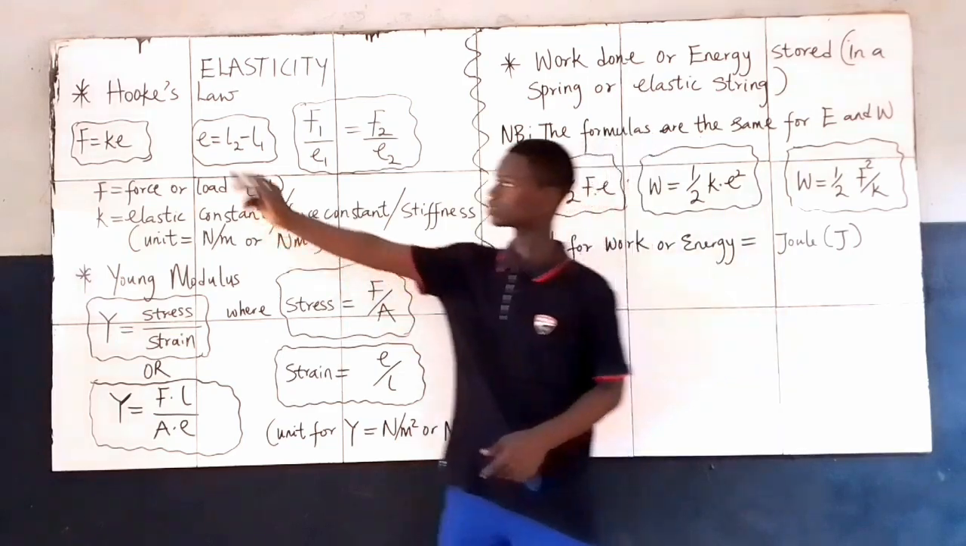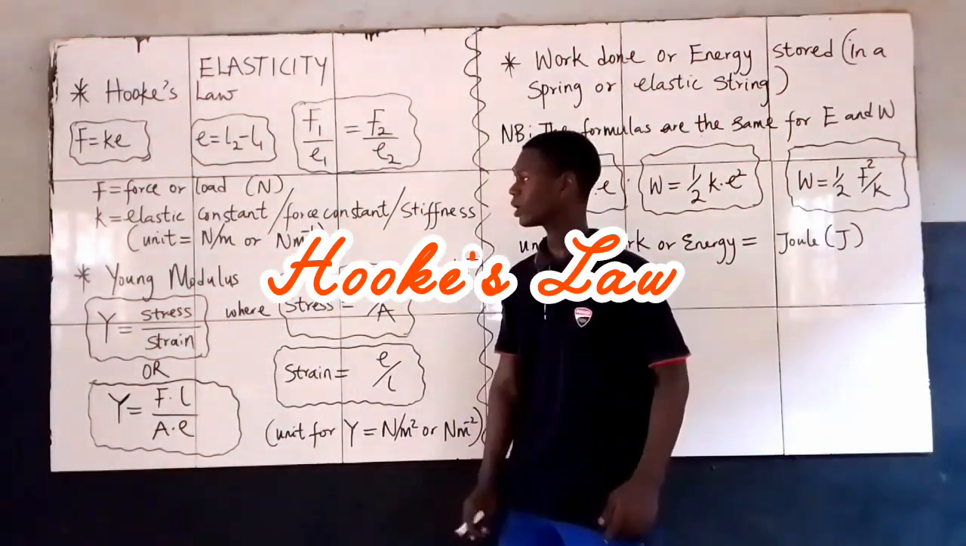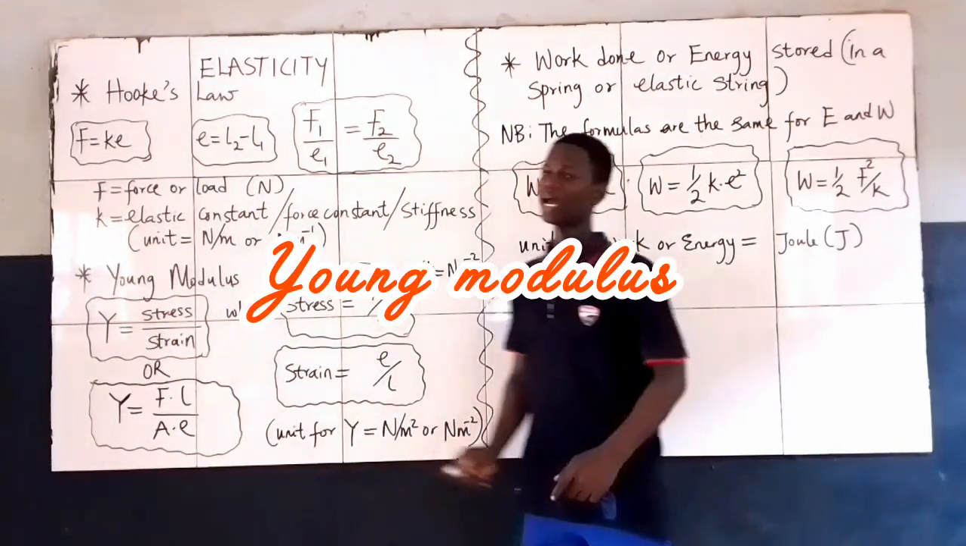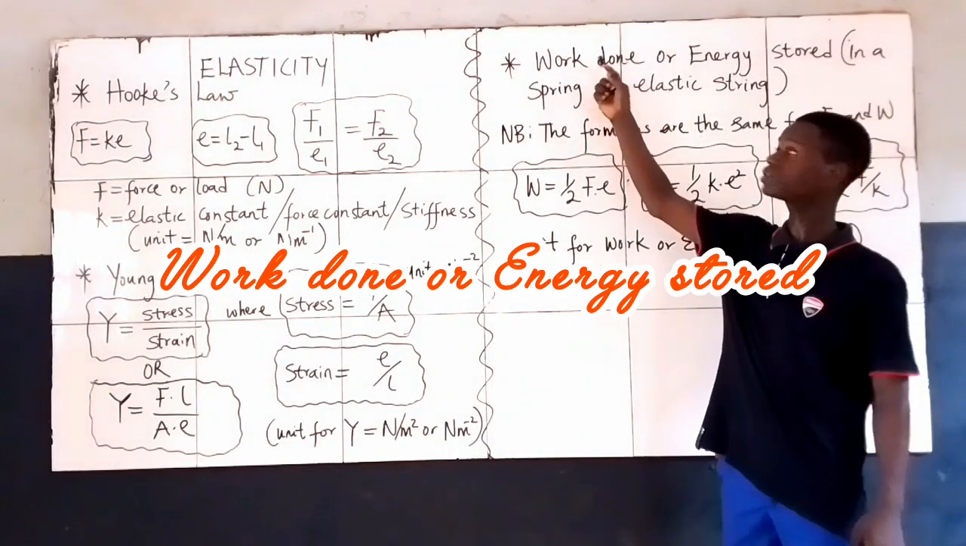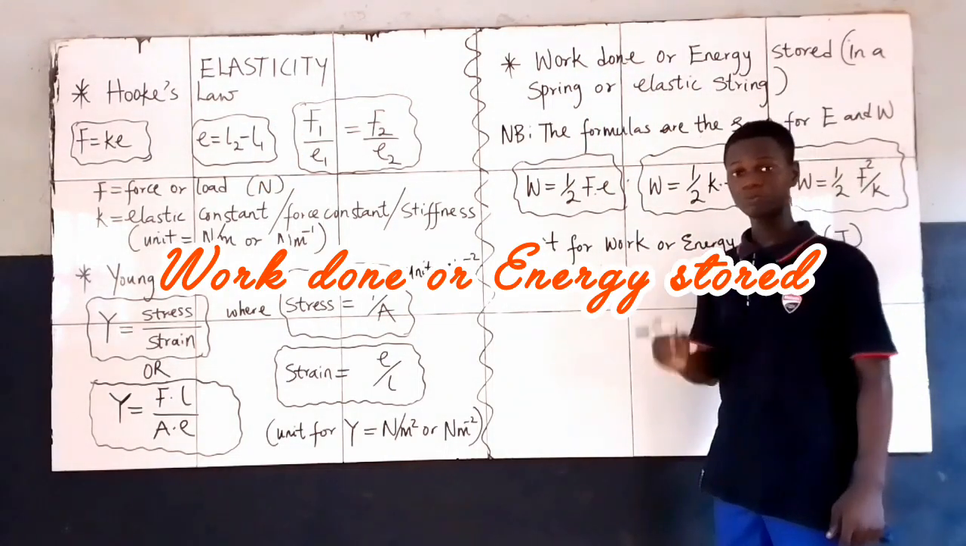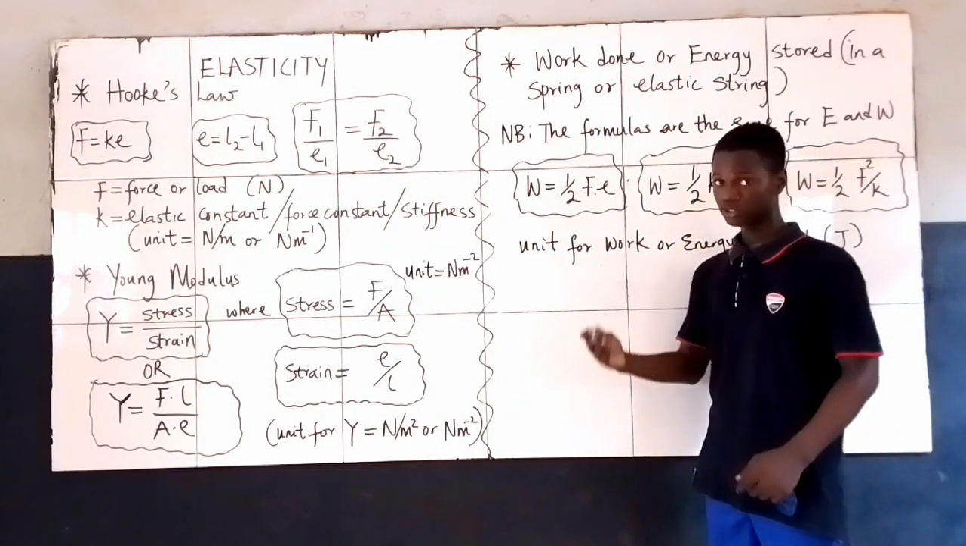So, the first aspect is called Hooke's law. The next one is Young's modulus. And lastly, we'll be talking about work done or energy stored in a spring or an elastic string.